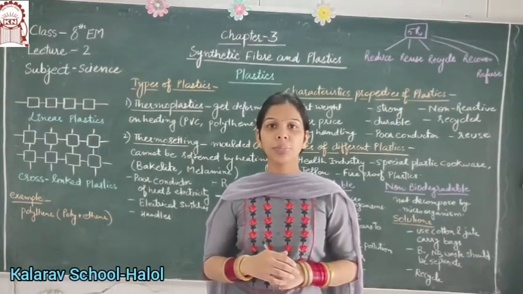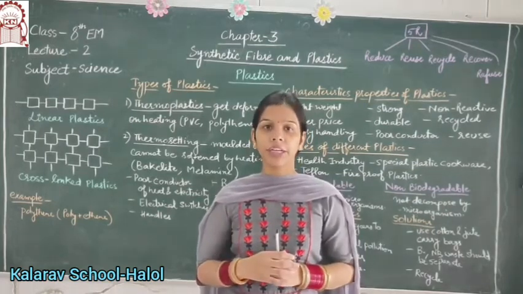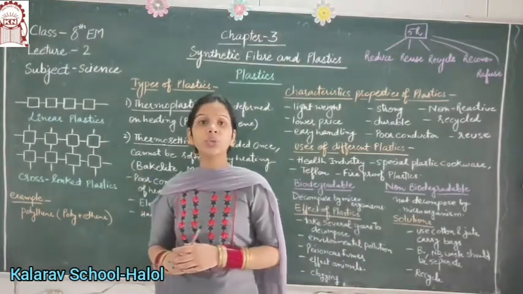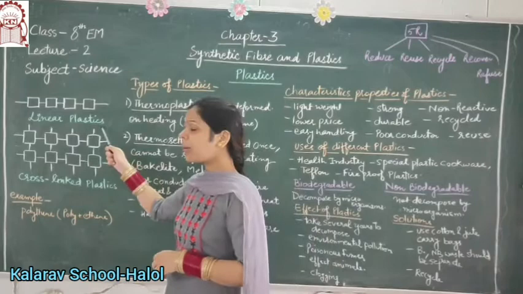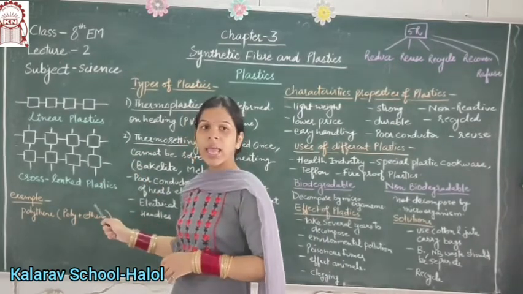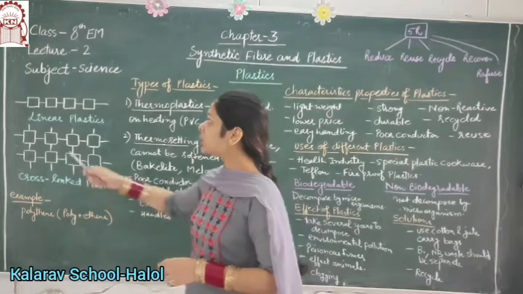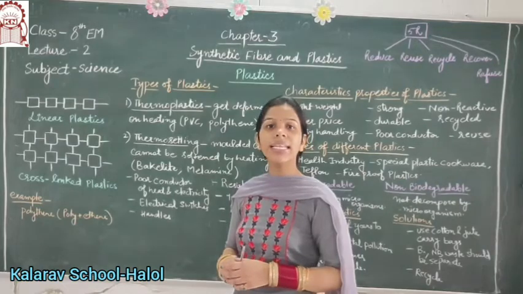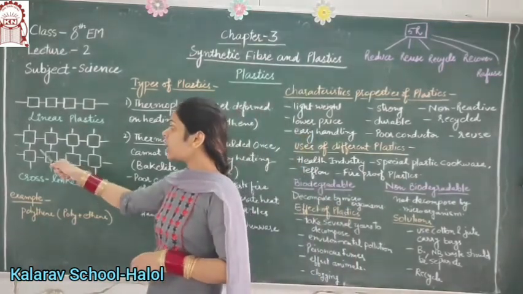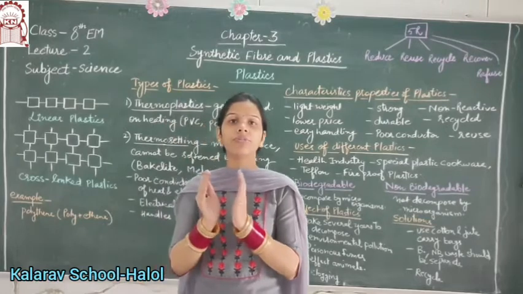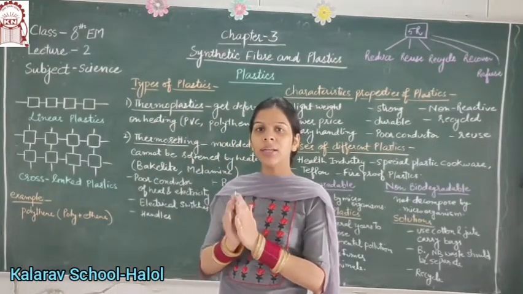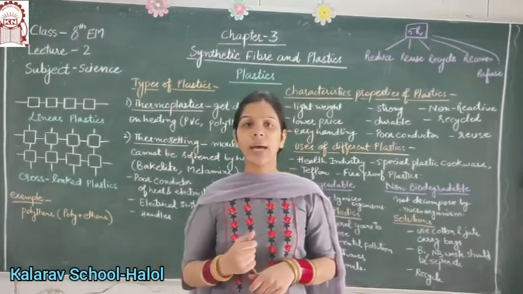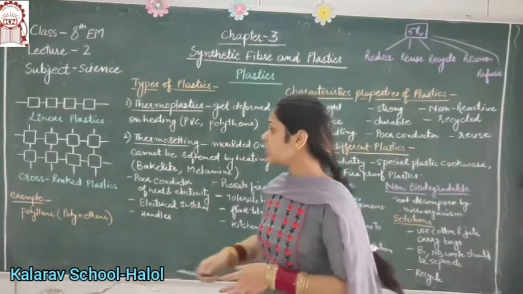These plastic polymers have different types of arrangements, so they have different uses. Plastic has two types of arrangement: linear plastics and cross-linked plastics. As you have already seen, in linear plastics the smaller units are joined together in a single line, that's why they are called linear plastics. In cross-linked plastics, two layers of small units are joined together, that's why they are called cross-linked plastics.